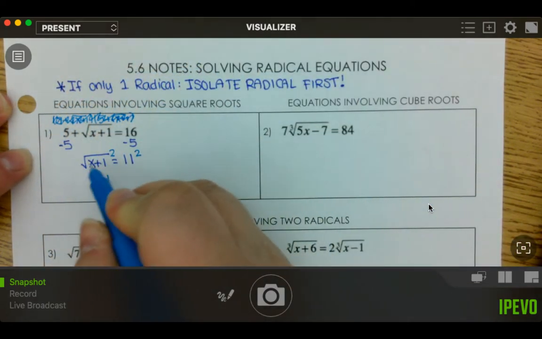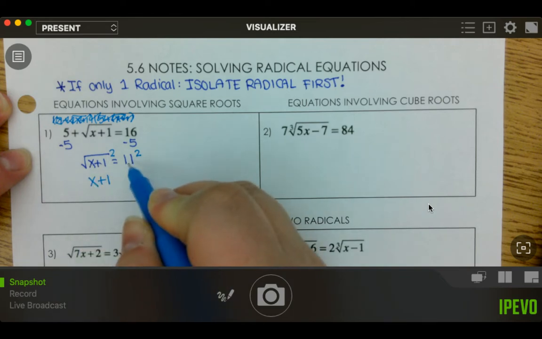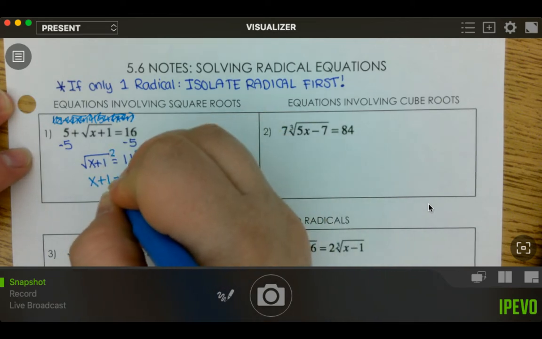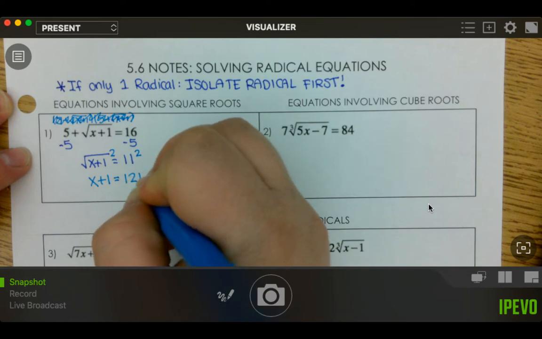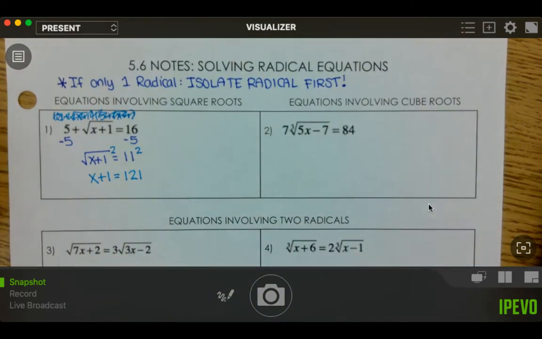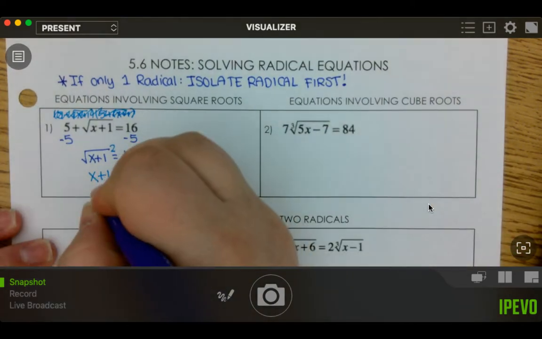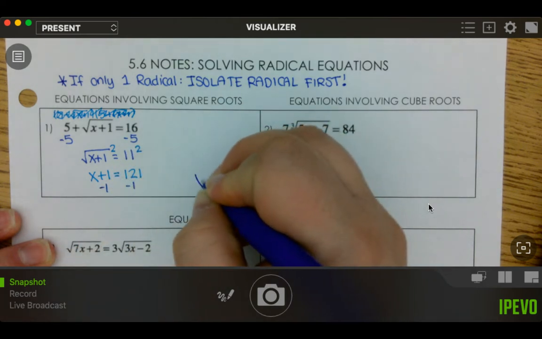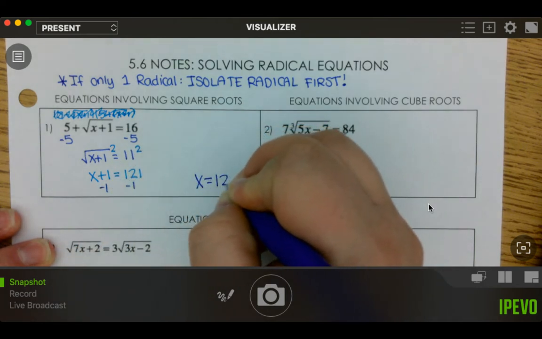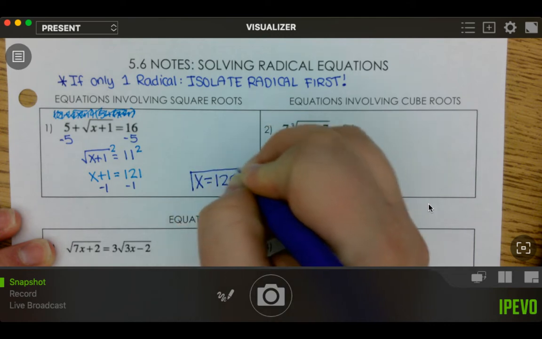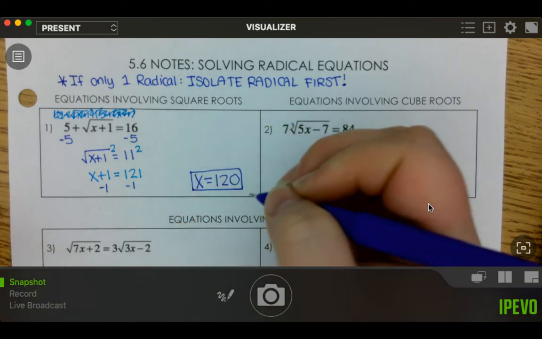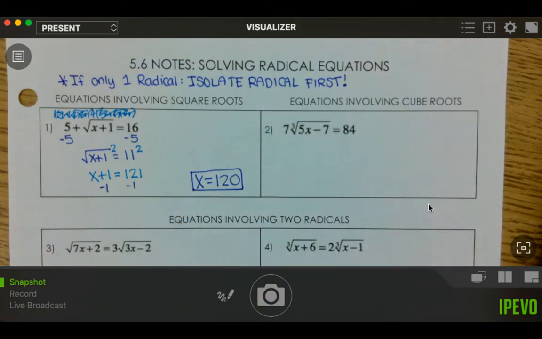Because then there's just one thing over here and one thing over here. And then 11 squared is 121. And to finish off this equation, you need to subtract that 1 to the other side, leaving your answer as 120. These equations are way easier than they look. You just have to make sure you do this first.